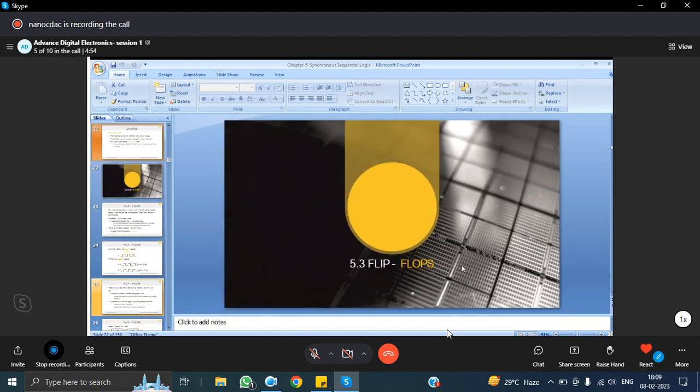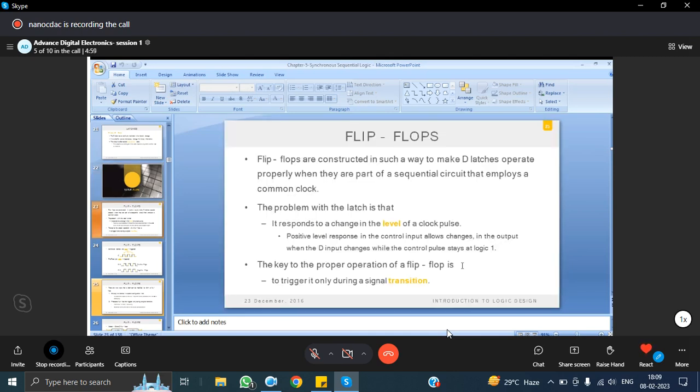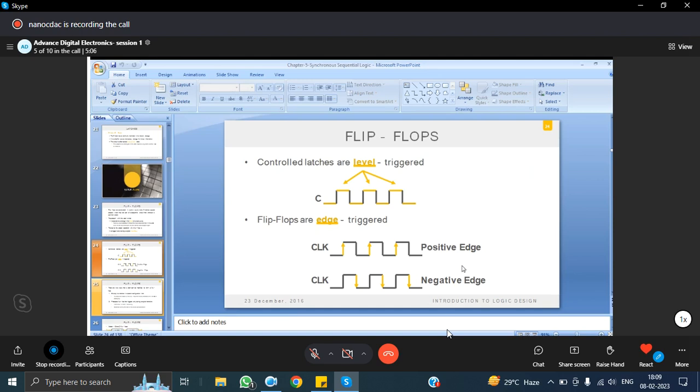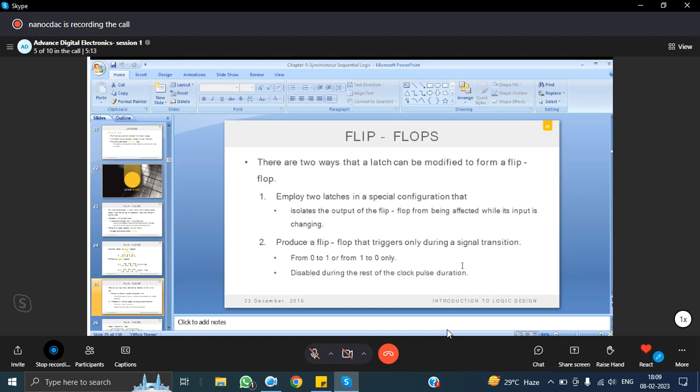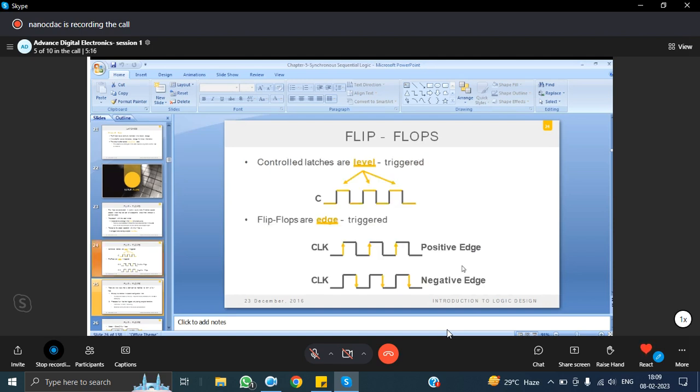After D latch we have seen flip-flops. So flip-flops are constructed using the latches. Okay, latches are the basic things to design the flip-flops. Okay, latches are level triggered and flip-flops are edge triggered. Okay, so output changes during the edge of the clock in the flip-flop, whereas in latches there will be a change in the output during the level, either positive level or negative level, of the clock.